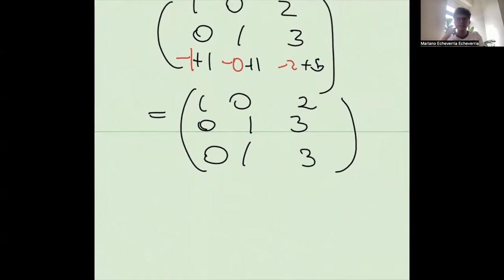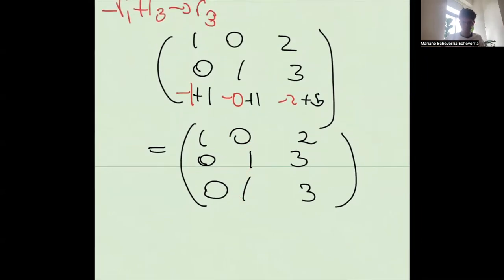Yeah, but this one is not fully simplified yet. Why? Because there's a 1 here, and because of this one, you have to put zeros everywhere else in this column. So how can you make a 0 here? What operation would you do?